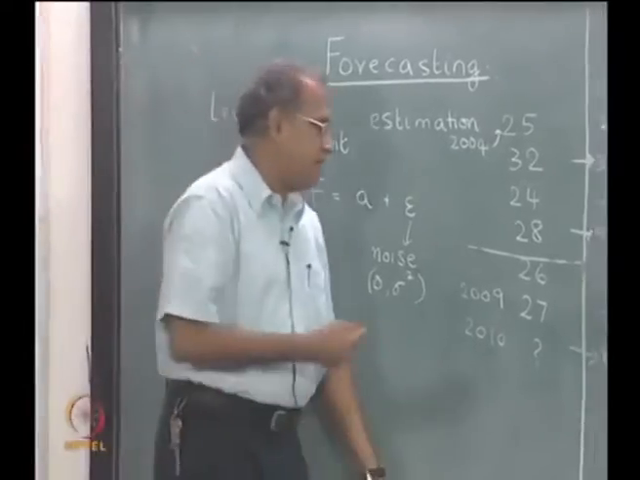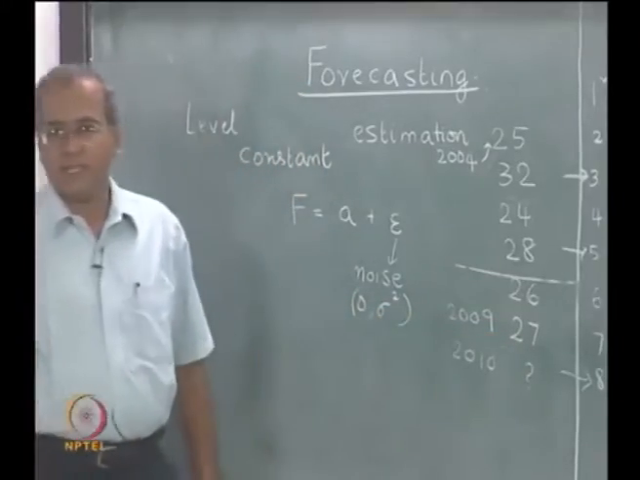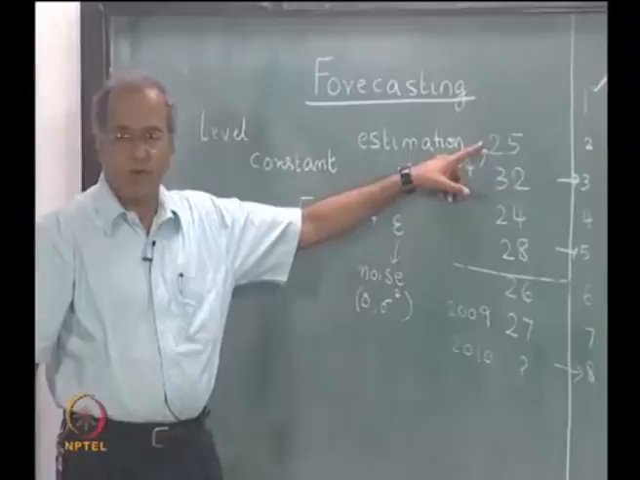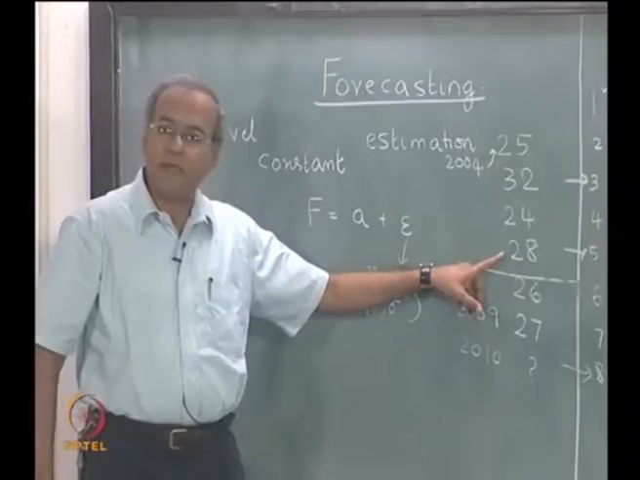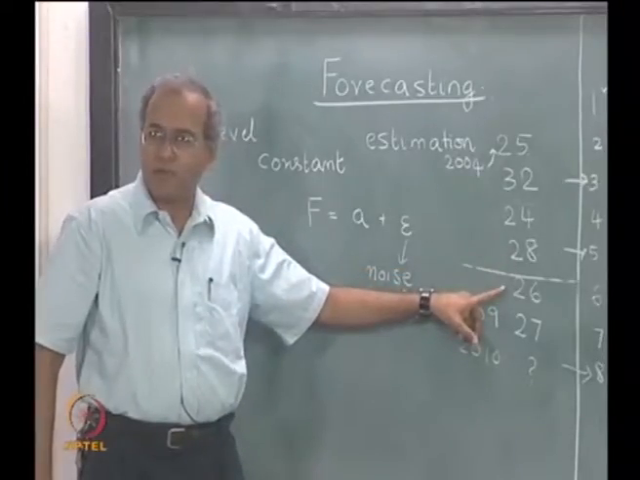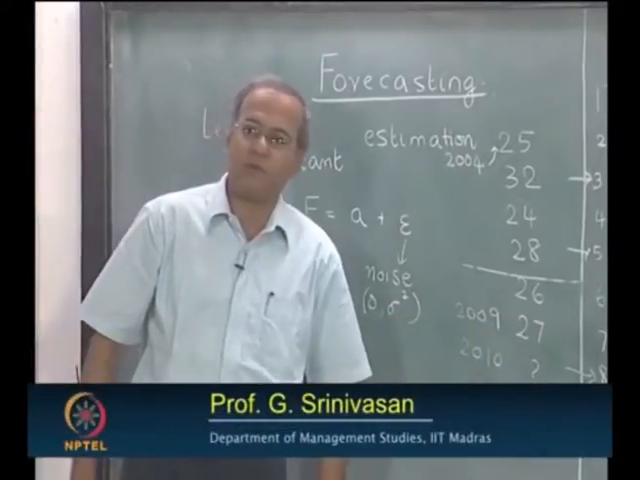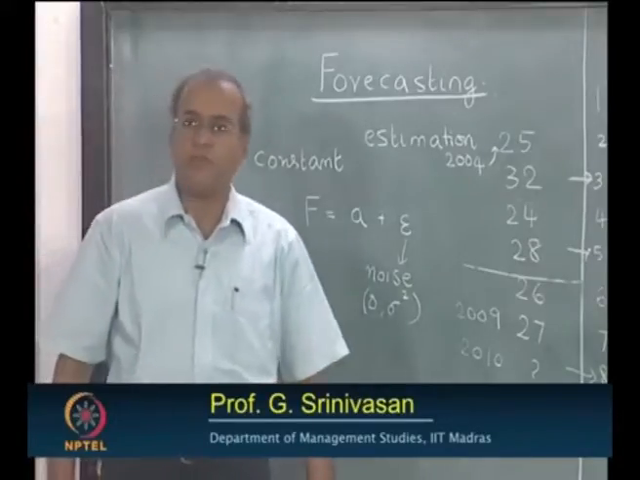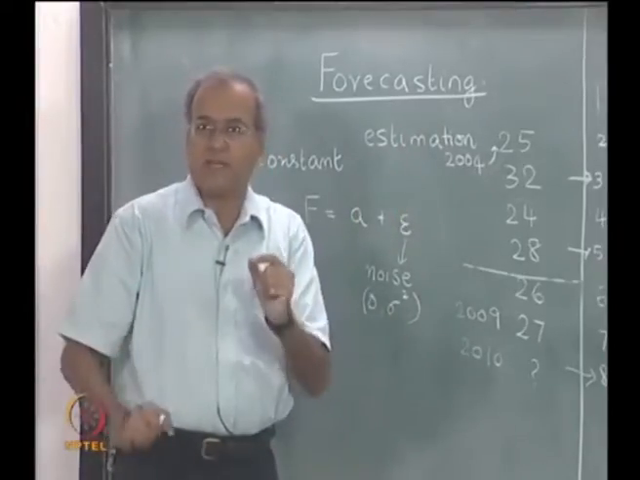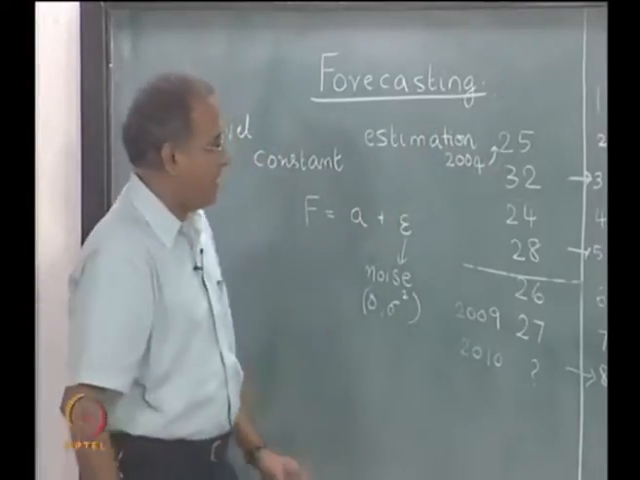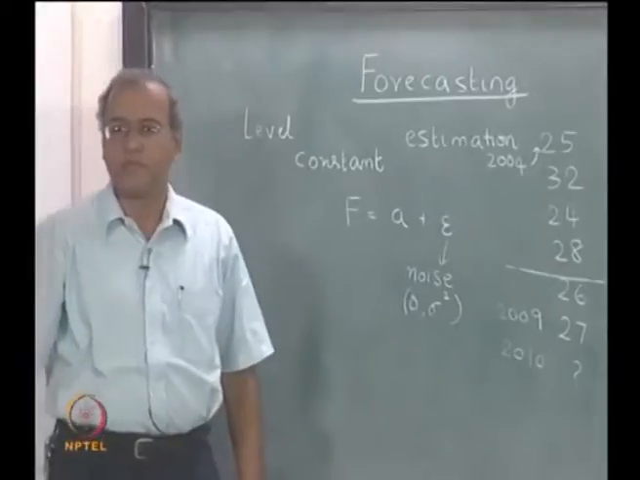For example, if we give weights W1, W2, W3, W4, W5 and W6, then the weighted average will be 25 into W1 plus 32 into W2 plus 24 into W3 plus 28 into W4 plus 26 into W5 plus 27 into W6, divided by W1 plus W2 plus W3 plus W4 plus W5 plus W6. And as long as the W's are greater than or equal to 0, we would get an answer which is within the range of 26 and 32.